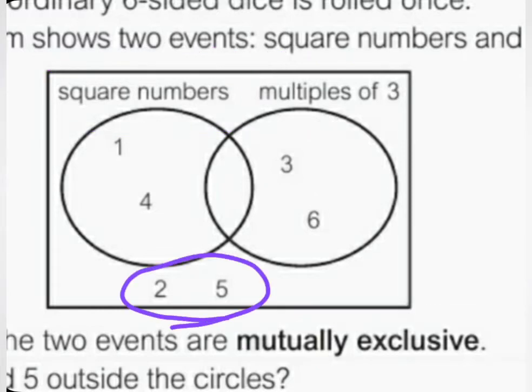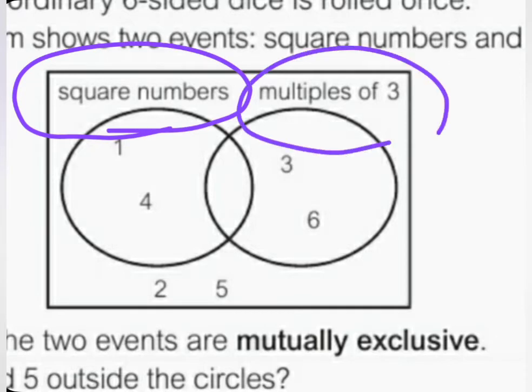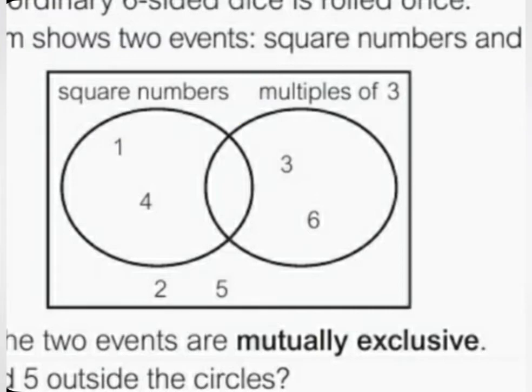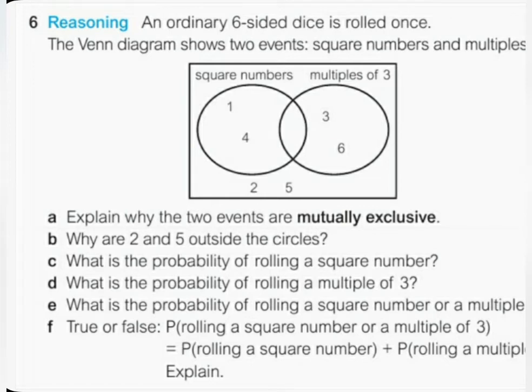Now, let's talk about these two numbers. Why are they outside of the circles? Very good, because they are neither square numbers nor multiples of 3. So we can't put them in any circles. That's why they're outside. Now, the first question here says, explain why the two events are mutually exclusive. As we said, they are mutually exclusive because they don't share any numbers here. That means they don't happen together at the same time. This is for A.